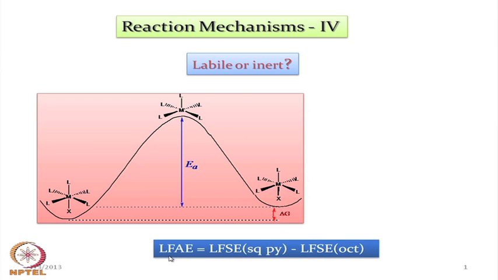So, we get basically the ligand field activation energy. If we simply compare the corresponding stabilization in terms of the ligand field in a particular environment, which is octahedral, to that of the other one, which has a square pyramidal environment, then LFAE. So, what is that activation? That activation is directly equal to our ligand field stabilization energy for the square pyramidal geometry minus the ligand field stabilization energy for the octahedral geometry.